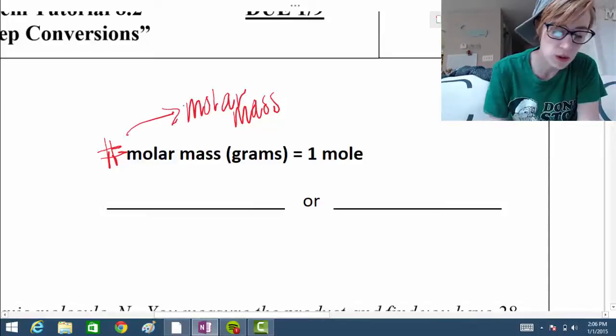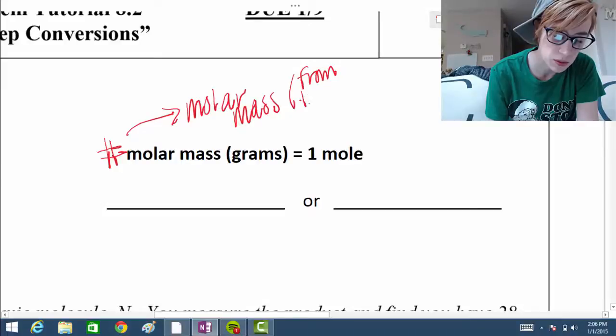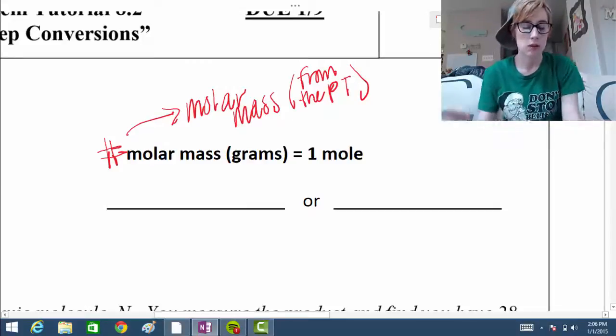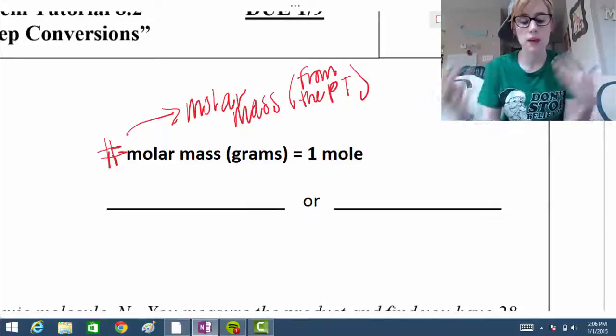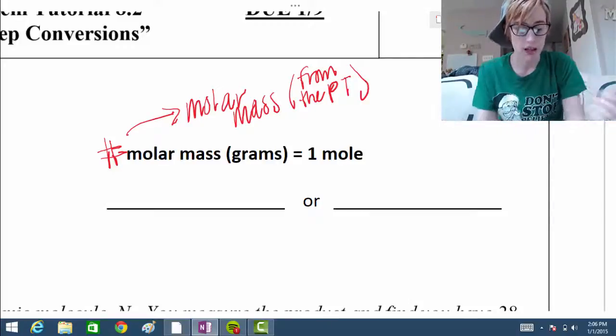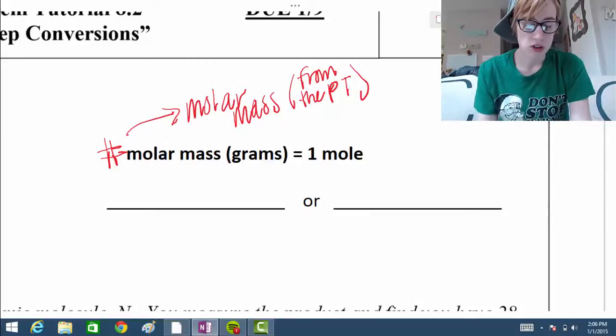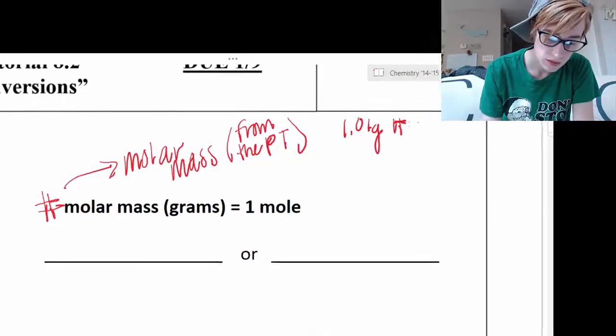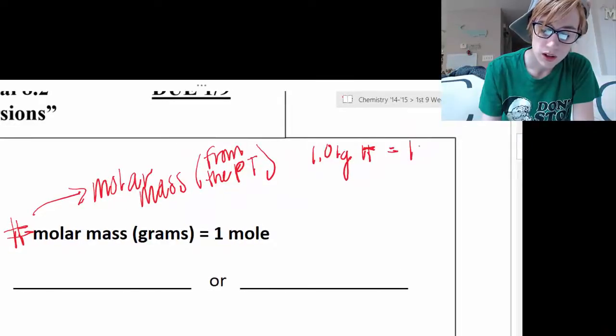Well, the number stands for molar mass, and we get it from the periodic table, right? You have to look on the periodic table and find that mass on the periodic table, and then that would be the number. So whatever the molar mass is of a certain element in grams, that will equal 1 mole of that same element. So for example, you could do 1.01 grams of hydrogen equals 1 mole of hydrogen.